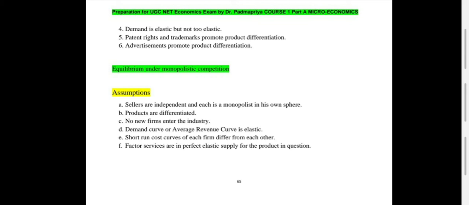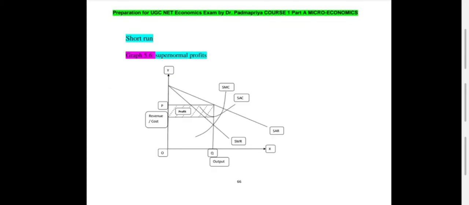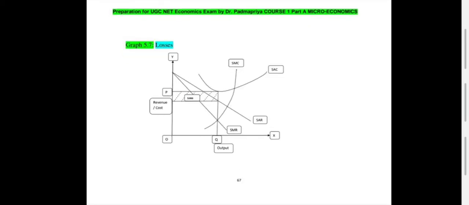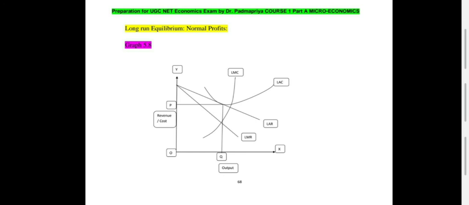Now we understand the short-run equilibrium of monopolistic competition. In graph 5.6, we see the monopolistic competitive firm is able to make supernormal profits. And in graph 5.7, we have losses, when the short-run average variable cost and the short-run average total cost together form the short-run average cost, SAC, which is above the short-run average revenue. So that is when there are losses. When the SAC curve is below SAR, we have supernormal profits, but we have losses when the cost is more.